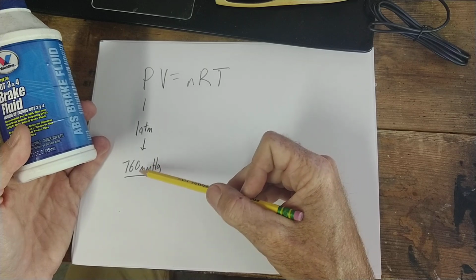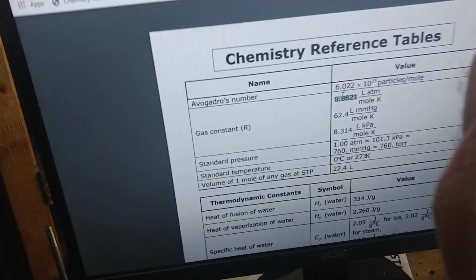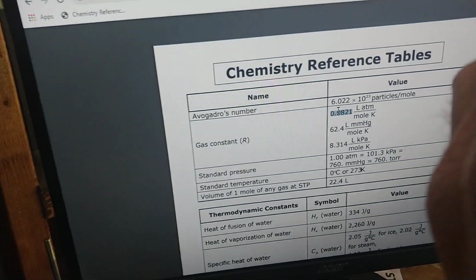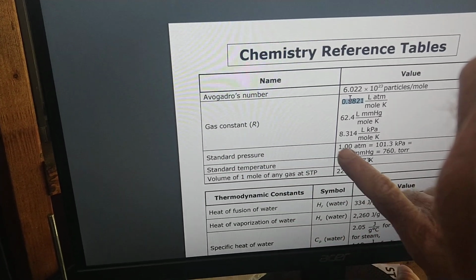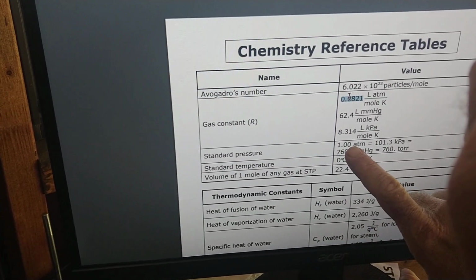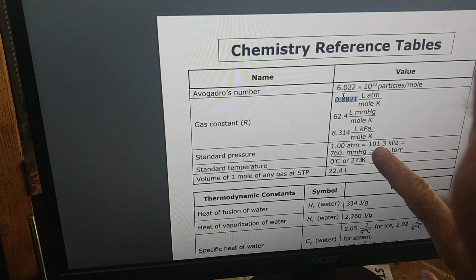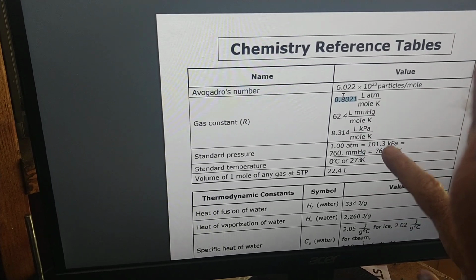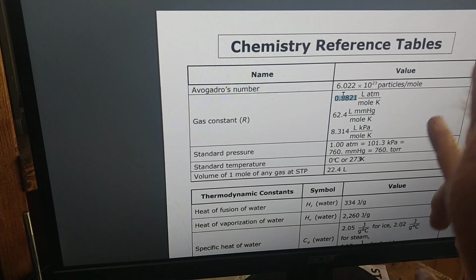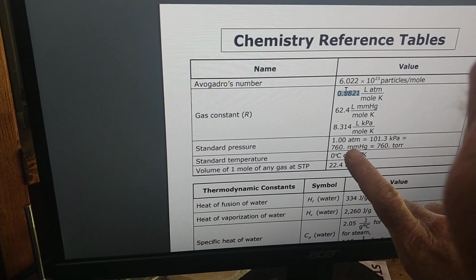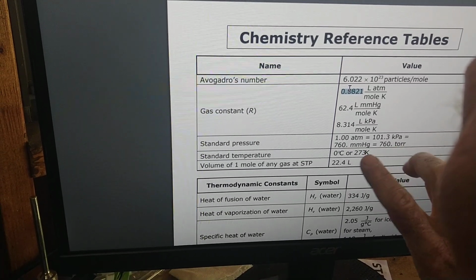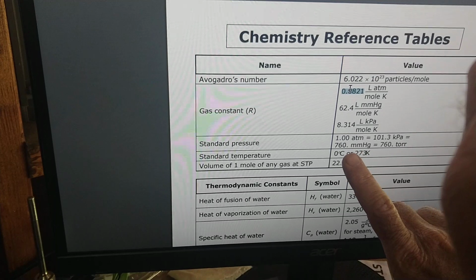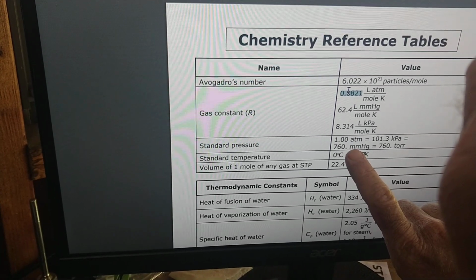How would I know this number 760? Well, I'll just look right here. And if you see where we measure pressure, standard pressure is 1 if we're using atmospheres. It's 101.3 if we're measuring in kilopascals, like the scale for my dirt bike. It's 760 millimeters of mercury or 760 torr. So these two are the same. Weathermen use millimeters of mercury all the time.